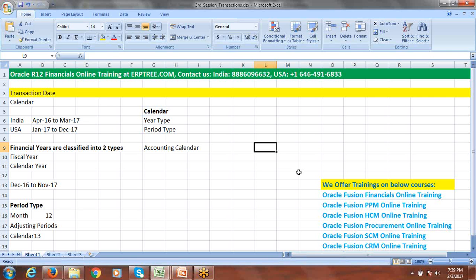The simple question is, on what basis do you create the accounting calendar? Based on the year type and period type, you can create the accounting calendar. We're done with the date part. To record any transaction, a date is required. To capture the date, we have to create the calendar. To create the calendar, you have to decide the year type and period type. Then, using the year type and period type, you can create the accounting calendar.